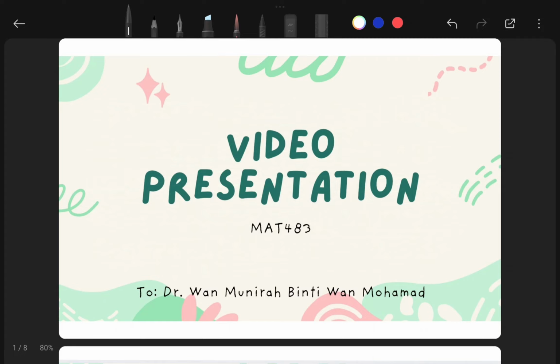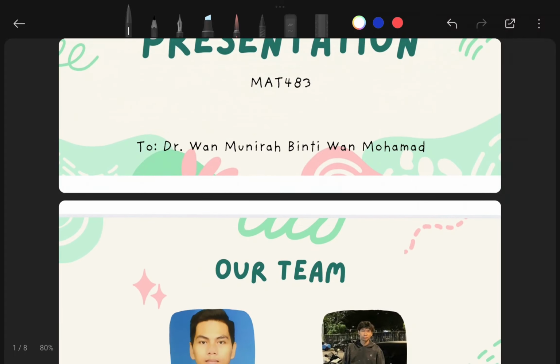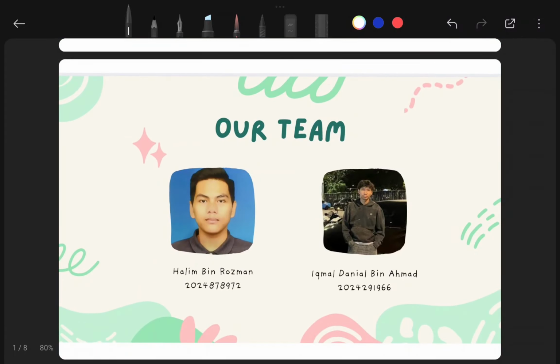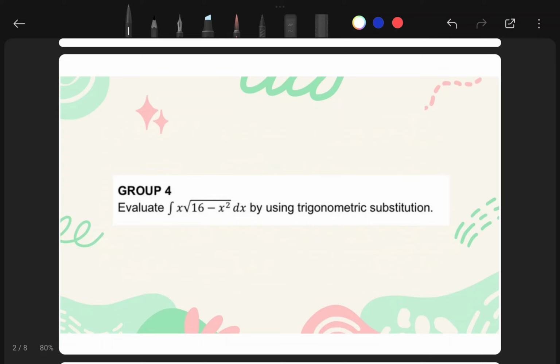Our lecturer is Dr. Wan Munira binti Wan Muhammad. This is our team, which is myself, Halim Berazman, and my team member Ikma Daniel bin Ahmad. Our group is group 4, and our question is to evaluate the integral of x to the power of square root of 16 minus x squared dx by using trigonometric substitution.